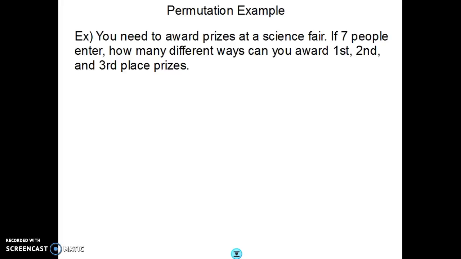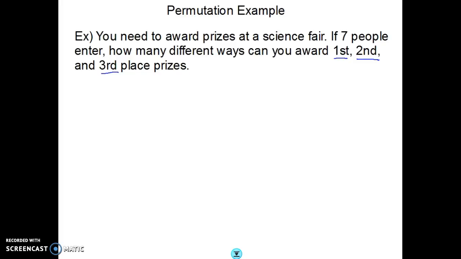So we've got a few examples to look at. In our permutation example we'll start with, you need to award prizes at a science fair. If 7 people enter, how many different ways can you award first, second, and third place prizes? The reason this is a permutation is because we have 3 completely distinct prizes. It matters who I give the first place prize to, who I give the second place, and who I give the third place prize to.